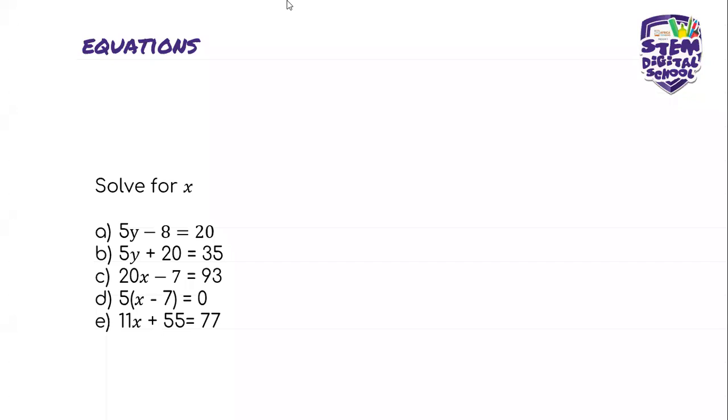Exactly. And I also did the E, sir. Can I also do it? Yes, please. Go ahead. Okay. So I took the 55 to the right-hand side, and the equation was 11x is equal to 77 minus 55. 77 minus 55 is equal to 22. So the equation was 11x is equal to 22. I divided 22 with 11, and the final answer was x is equal to 2.